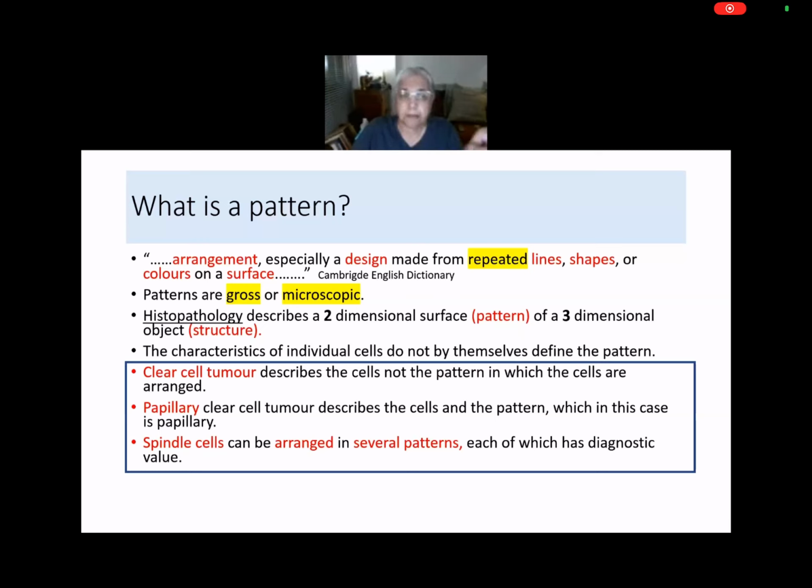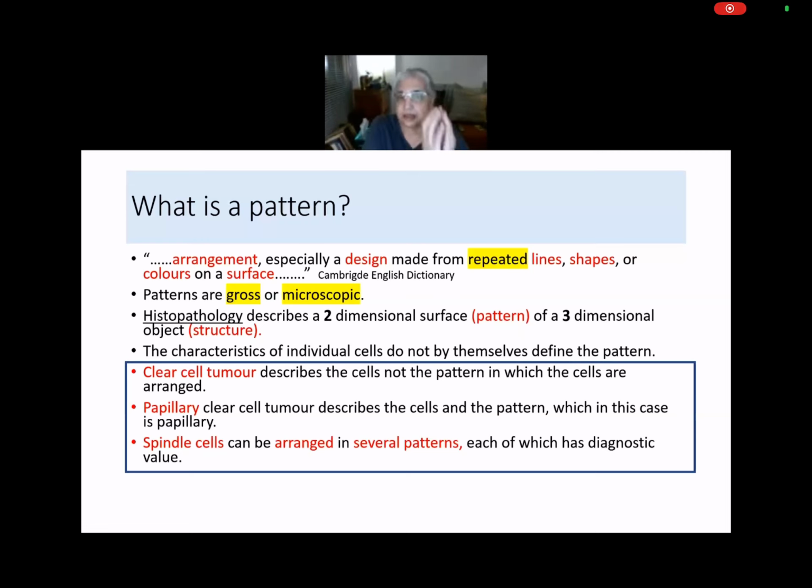On the other hand, if you say that this is a papillary clear cell tumor, that describes the cells and the pattern in which those cells are growing, which in this case is papillary. So I hope you're getting the picture. Now, you get spindle cells, and these spindle cells can be arranged in several patterns, each of which has diagnostic value. Why did I pick spindle cells? Because there are some patterns that cannot be reproduced by cells other than spindle cells. We'll come to that in a little while. For instance, I cannot get a fascicle of clear cells, and we'll talk about that later. I can get sheets of clear cells, I can get sheets of spindle cells, but I can't get a herringbone pattern of clear cells.